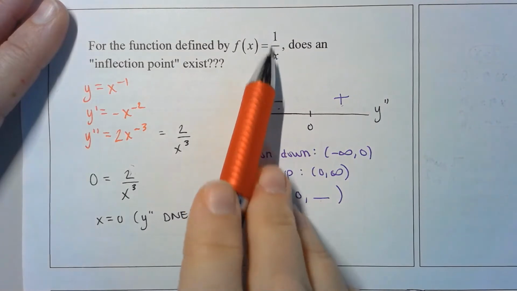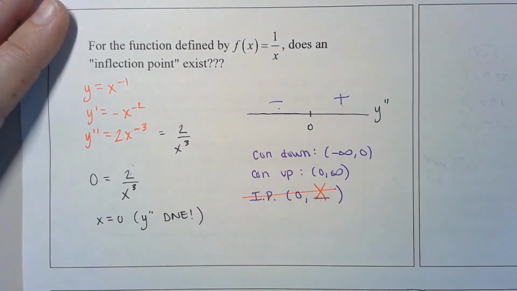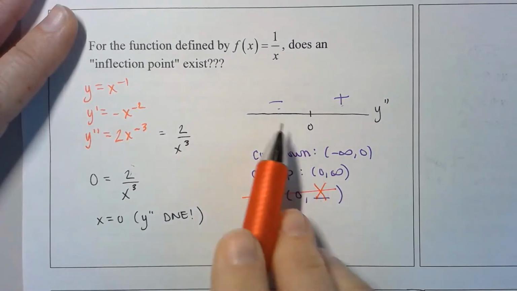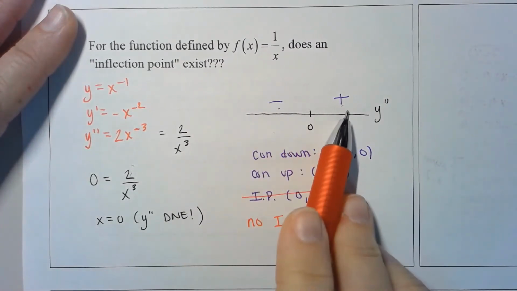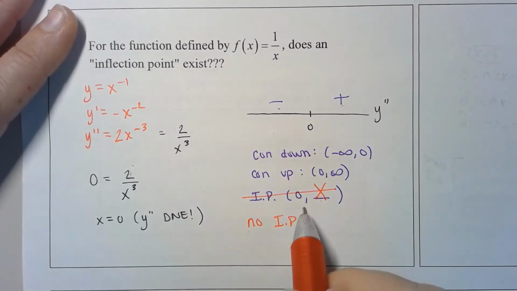Try plugging in the 0. 1 divided by 0, uh-oh, that's a problem. So no, there is no inflection point on this graph. We did change concavity, but to be considered an inflection point, it actually has to be a point on the graph.